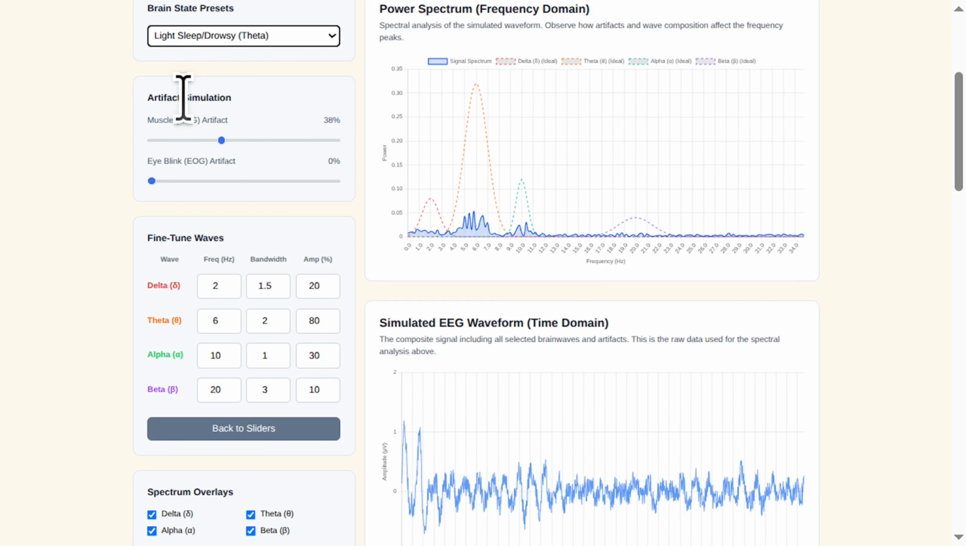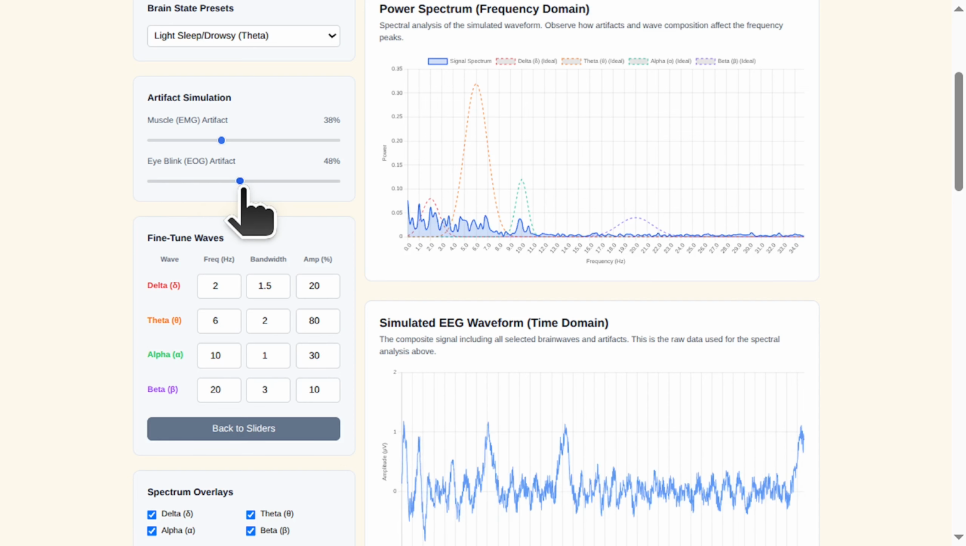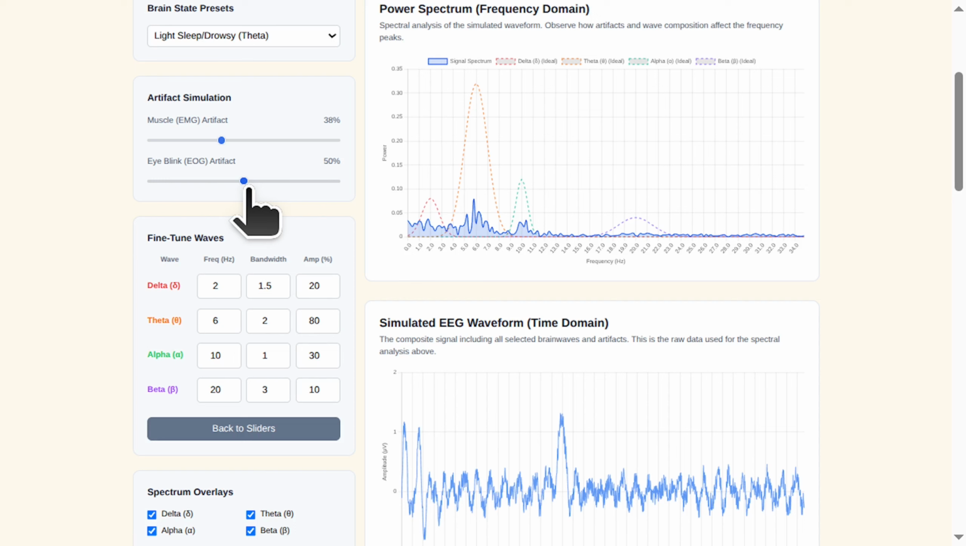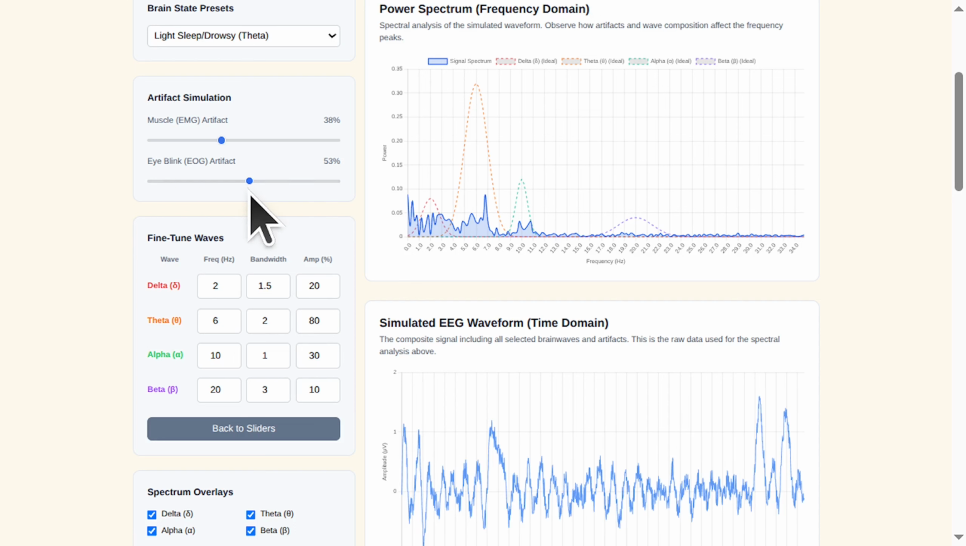Exactly. We know the mathematical properties of sine waves, which are the building blocks of these brain waves. We know the general frequency ranges and amplitudes for delta, theta, alpha, and beta. This simulator combines these theoretical components. It then adds noise, artifacts based on how those artifacts are known to manifest in real EEG. It's all grounded in the underlying theory of EEG signal generation and characteristics.